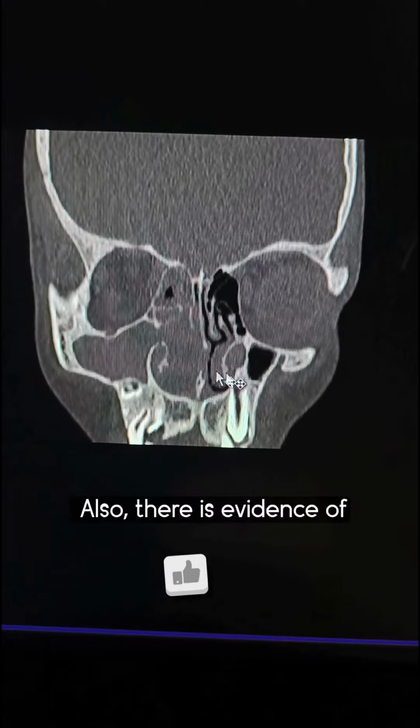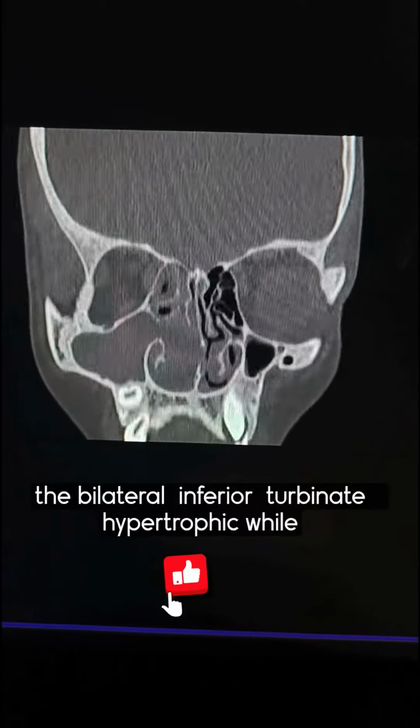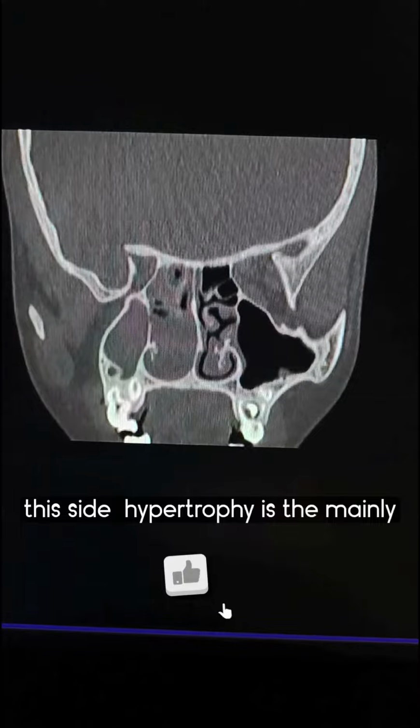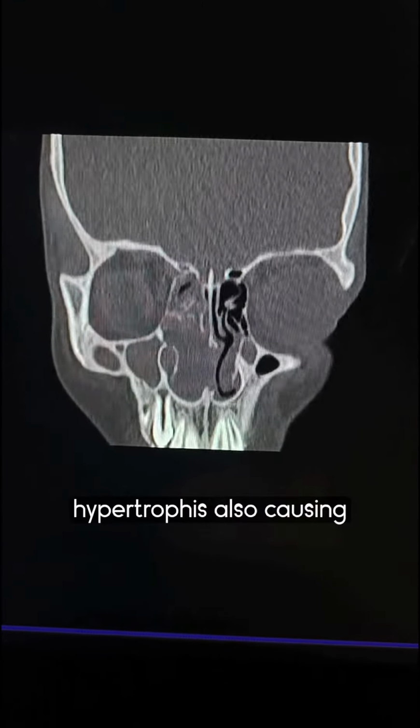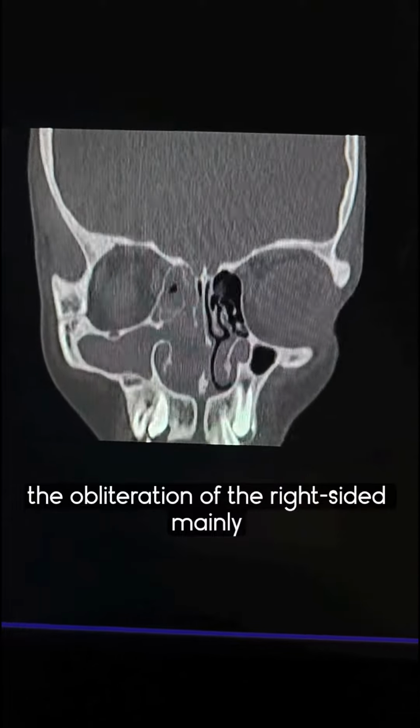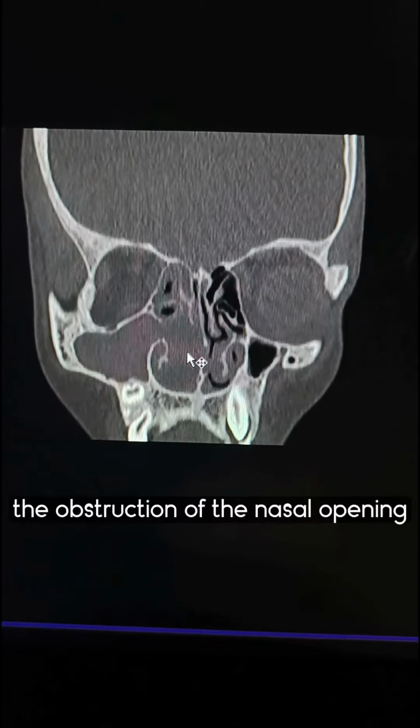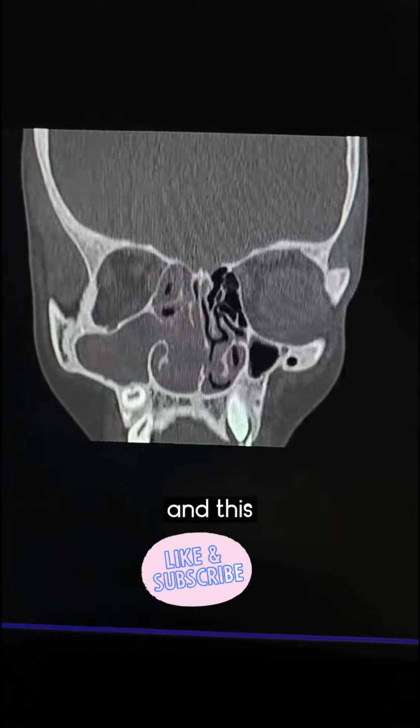Also there is evidence of bilateral inferior turbinate hypertrophy, while this hypertrophy is mainly noted on the right side. This hypertrophy is also causing obliteration of the right side, mainly obstruction of the nasal opening.